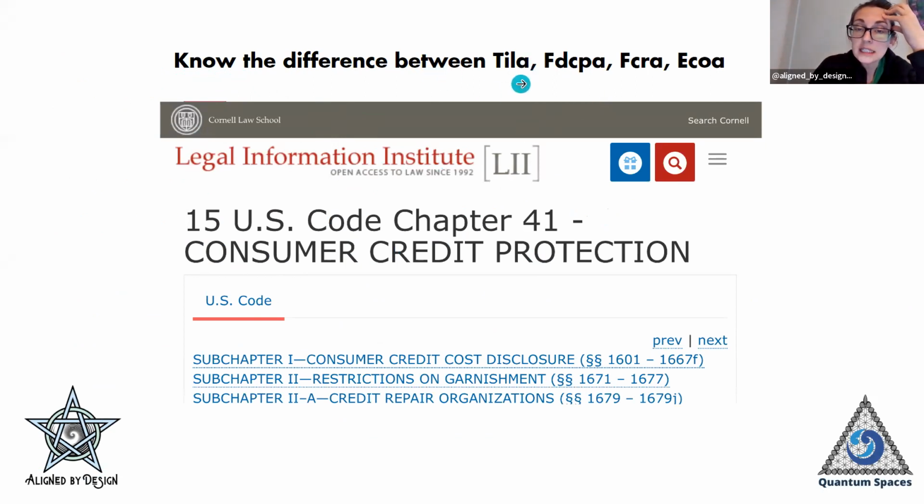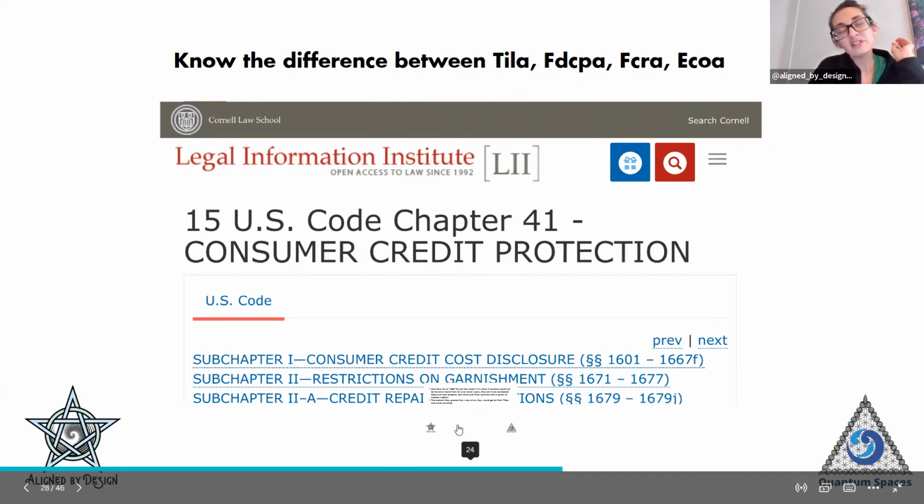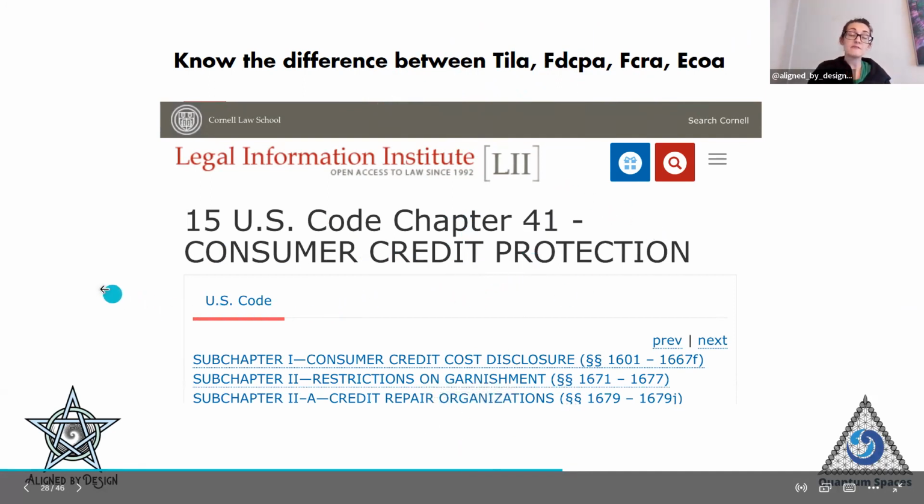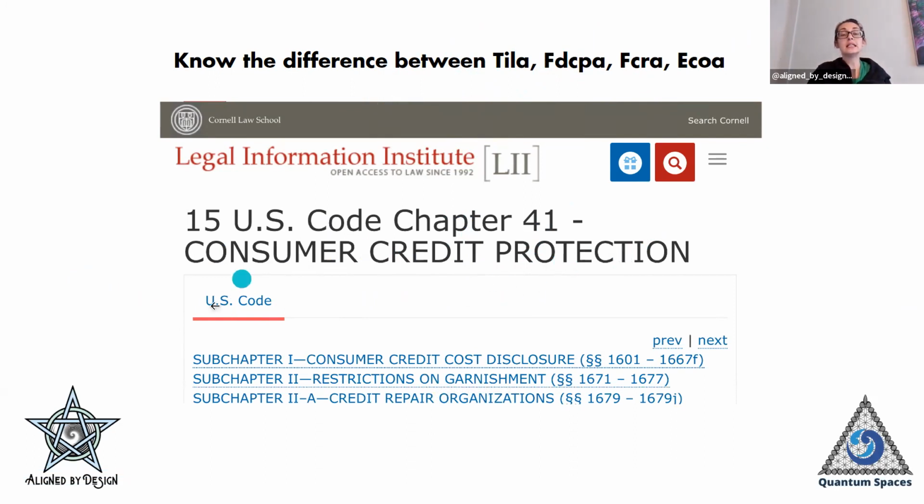Knowing the difference between TILA, FDCPA, FCRA, ECOA, these are all just different things that have been created to protect us as a people. Because basically, the corporation, the United States corporation that created these codes, still has to abide by the first 12 amendments. It's only the 13th and 14th and the ones after that they kind of made up and are ingraining onto people.